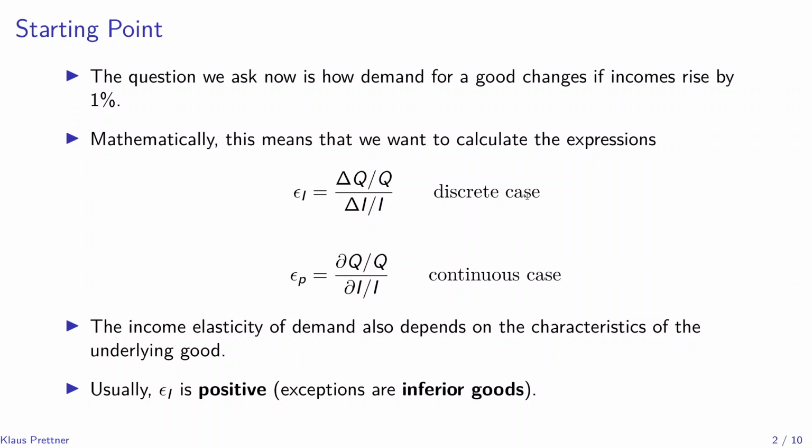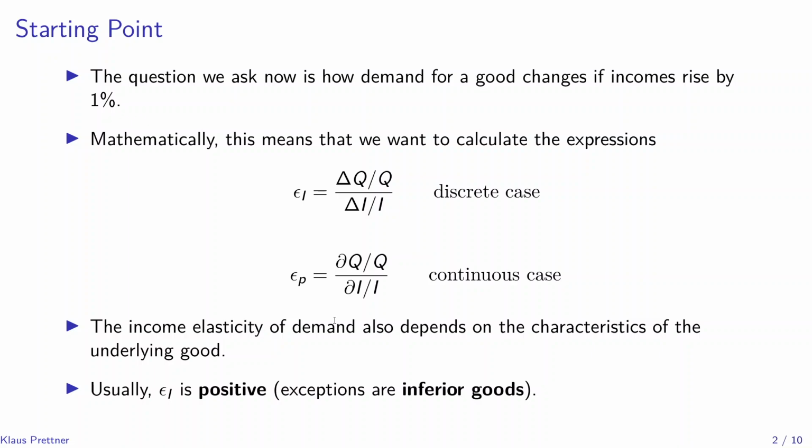From a mathematical point of view, this means again that we calculate the percentage change in quantity in the numerator divided by the percentage change in income in the denominator. So here we have the discrete case, and again the continuous case is the same, but with the derivative of quantity and the derivative of income.